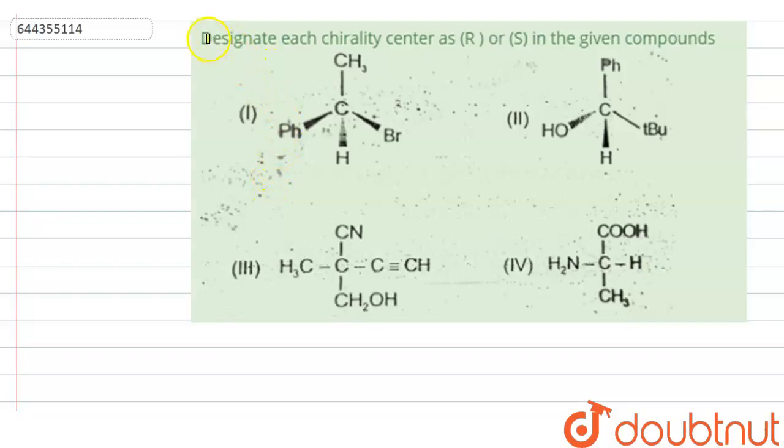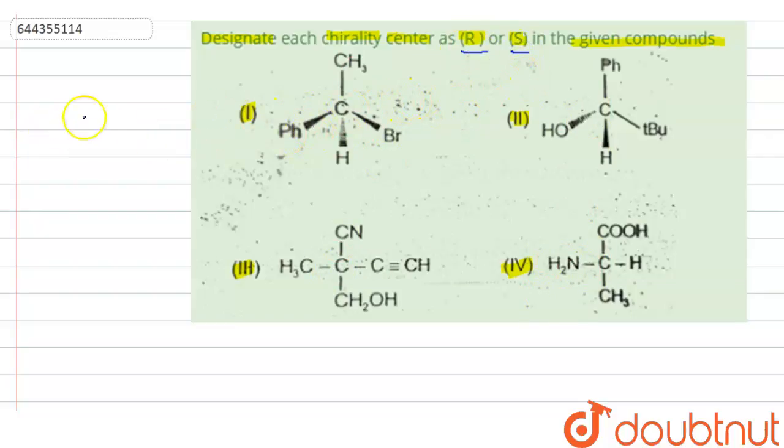Hello everyone, let us solve this question. The question says that designate each chirality center as R or S in the given compounds, first, second, third, and fourth. So in this question, 4 compounds are given and we have to designate each chiral center in these compounds as R or S configuration, right?